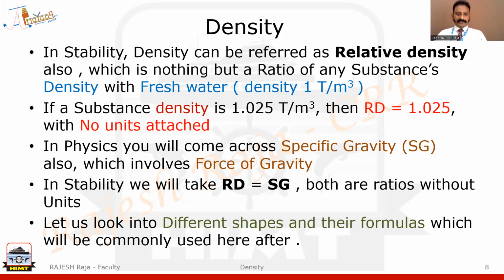Now, in your basic chapters, the most common type of questions comes with different shapes. So I'm going to take you through different shapes. My final ultimate aim is to calculate the volume and then the mass. So I'm going to look at different shapes.